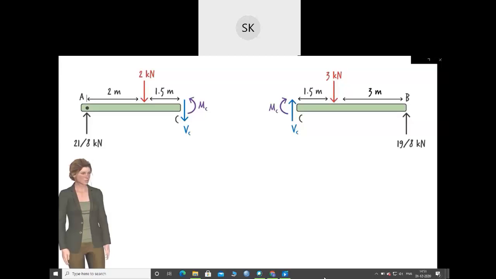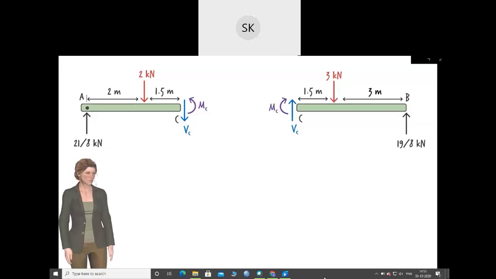So, by convention, any time we cut a beam, we draw a pair of bending moments and a pair of shear forces. The shear force at the left end should be downward, and the one at the right end should be upward. The moment at the left end should be in the counterclockwise direction, and the one at the right end should be shown in a clockwise direction.